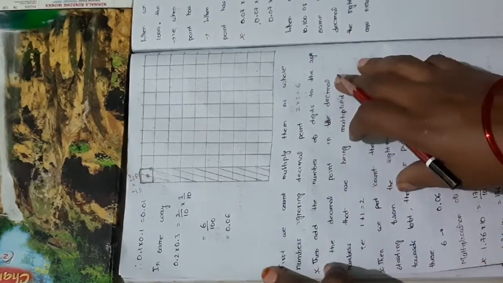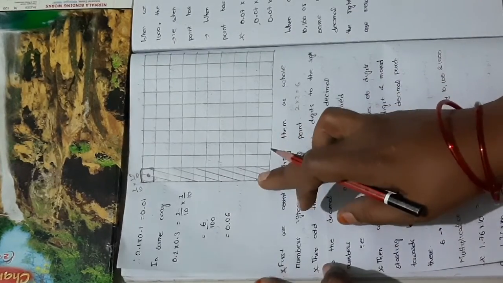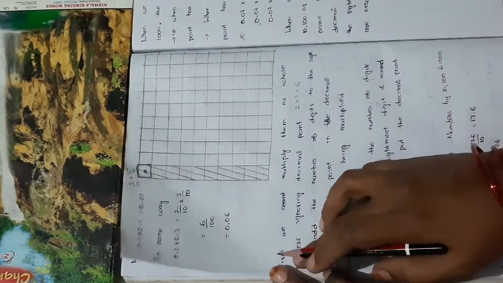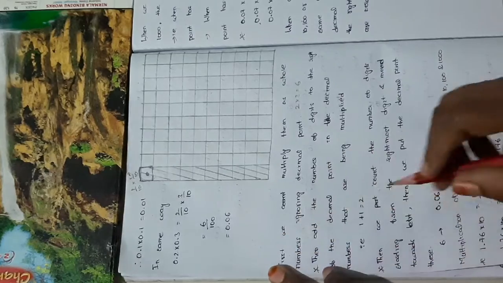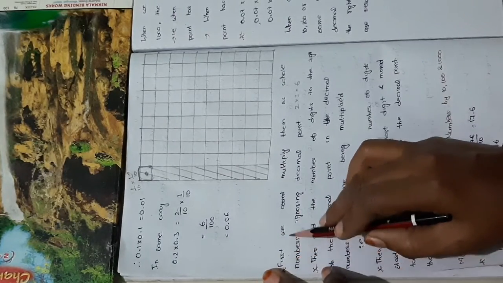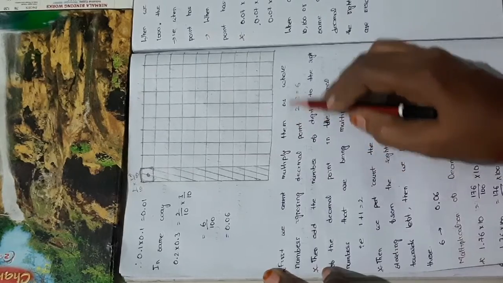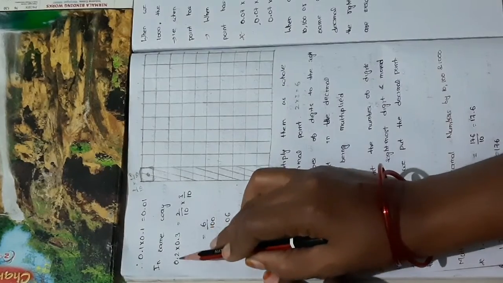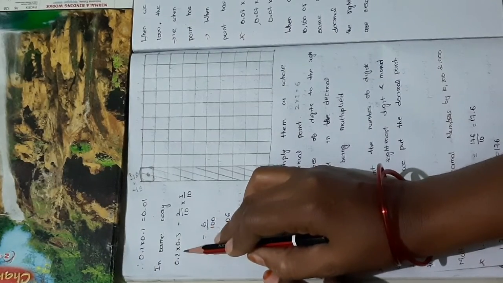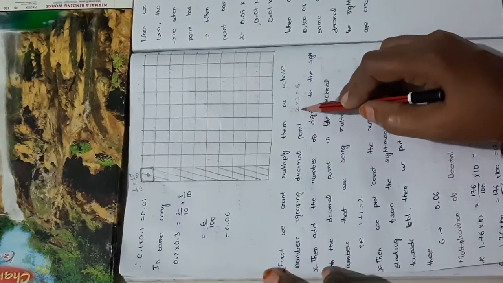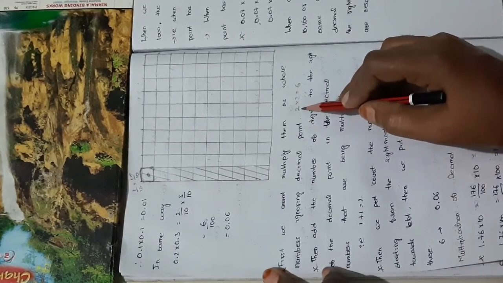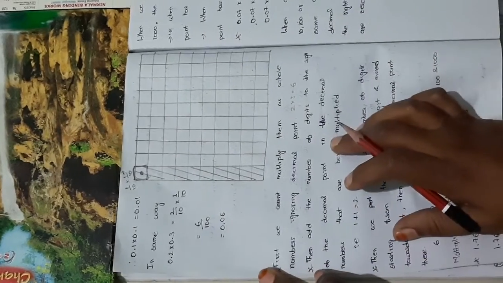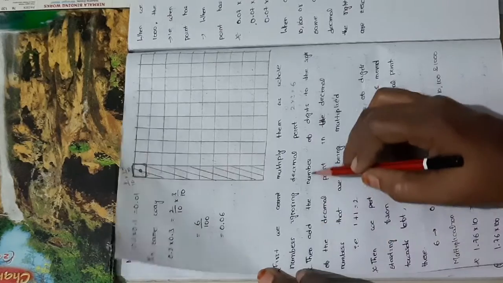Next we are going to write down some points about this multiplication of decimal numbers. First, we multiply them as whole numbers, ignoring the decimal points. When we ignore the decimal points in this problem, we get 2 and 3 only. So we multiply these two digits, 2 into 3, which is equal to 6.